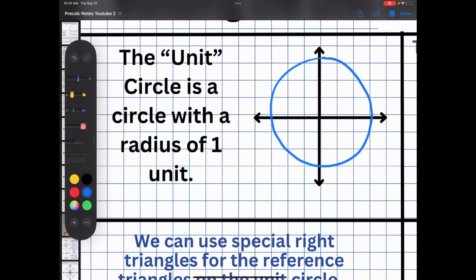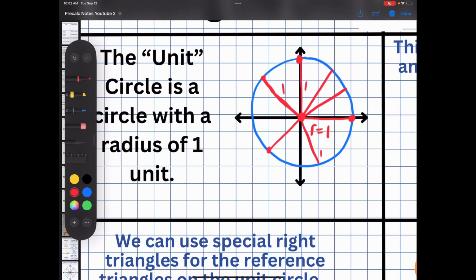And it's telling me that the radius, and remember that the radius is the distance from the center to the edge of the circle, is equal to 1. And it's not only the horizontal and the vertical distances that are equal to 1, but any line that you draw is going to be 1. So any of these distances would be equal to 1.